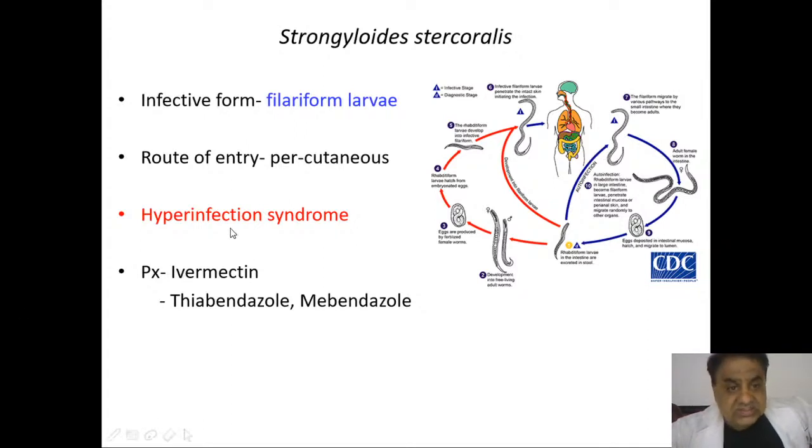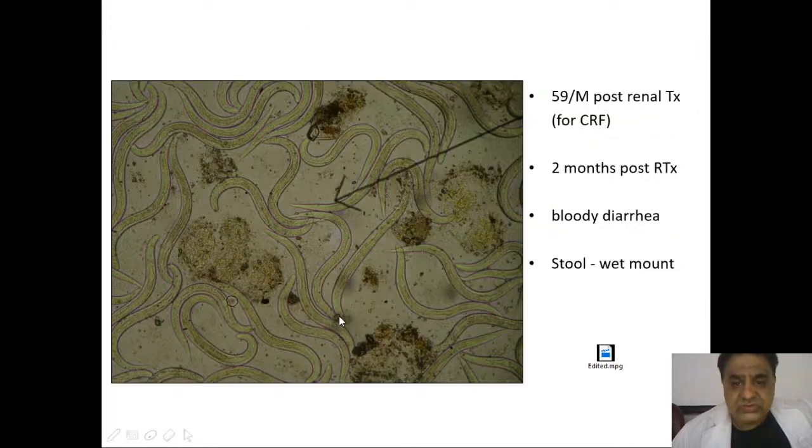And in this case, both the filariform and the rhabditiform larva are seen in the body fluids. Otherwise, normally in stool, you only see rhabditiform larva as a diagnostic stage. Treatment is ivermectin or thiabendazole; mebendazole can also be used. This is how it looks. This is rhabditiform larva in stool in a post-transplant setting, an actual case which I had during my MD here.